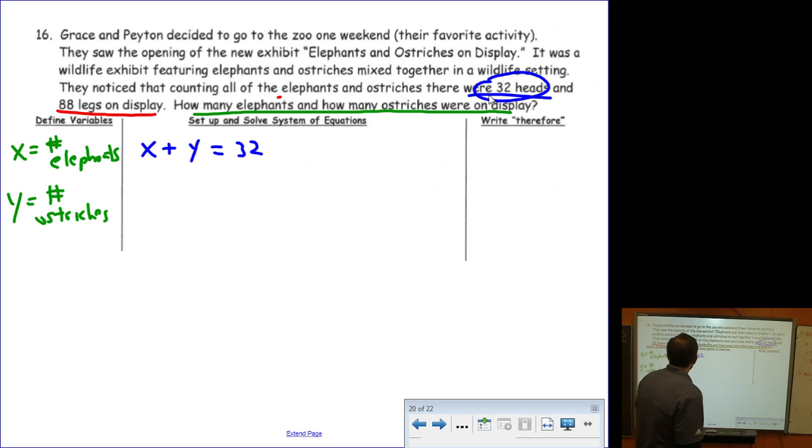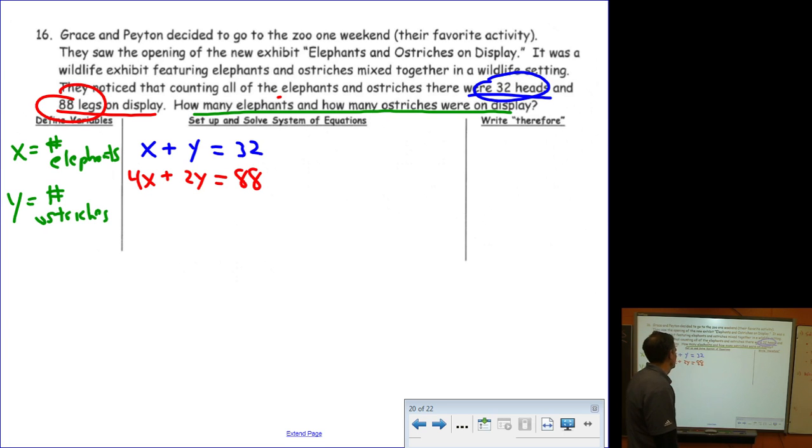Now, there's 88 legs. Okay, so that tells me, let's see, elephants have 4 legs. So however many elephants there are, 4 times that many legs. And ostriches have 2 legs. So I don't know how many ostriches there are. There's Y of them. And 2 times Y would be all the ostrich legs. And when I add those together, I get the total number of legs, which is 88. I'm now ready to solve this.